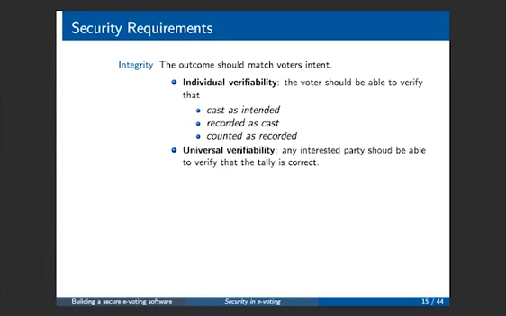Whereas universal verifiability is what anybody, even people not directly participating in the election, should be able to verify or check. And this is the case, for instance, of the tally. So anybody, even though I'm not the one voting in an election, it should be possible for me to just go there, look at the result, and be convinced that everything was fine and that the tally is correct.